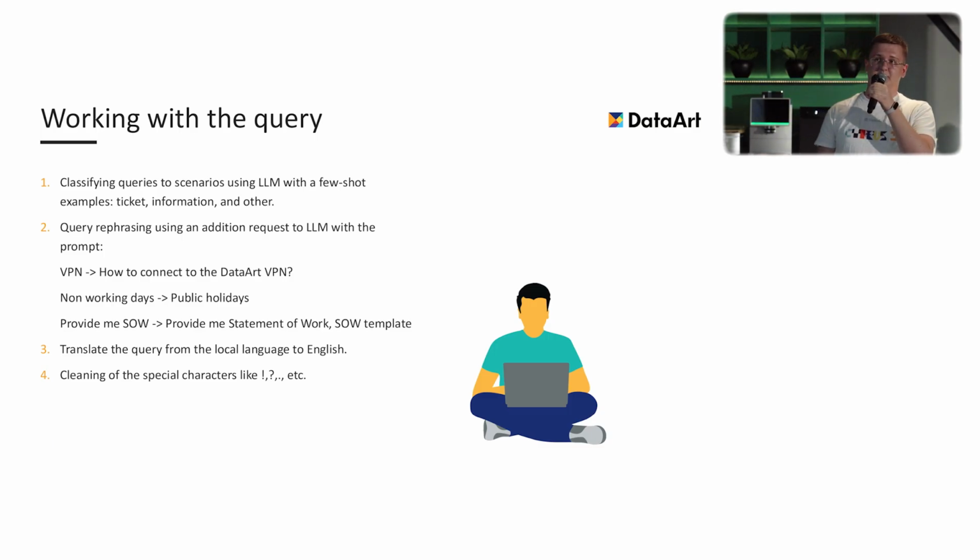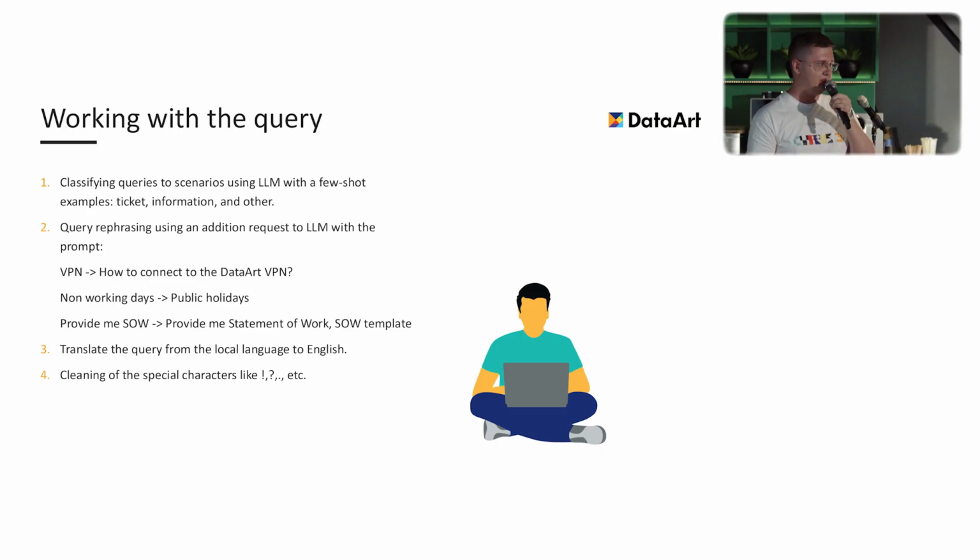We also started rephrasing the query. There are a few examples, and probably the funniest one is the second one. All our internal policies say public holidays, but not non-working days. And when a user tries to find non-working days, we are not capable enough during the vector search to find these policies. Some of these rephrasings are more specific, some less specific, but we still do it.